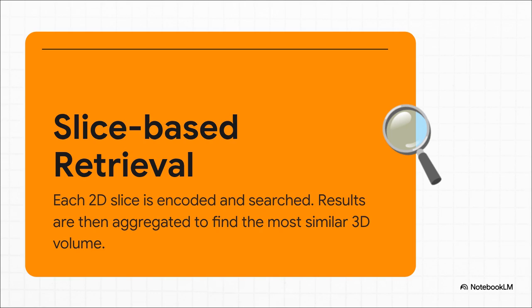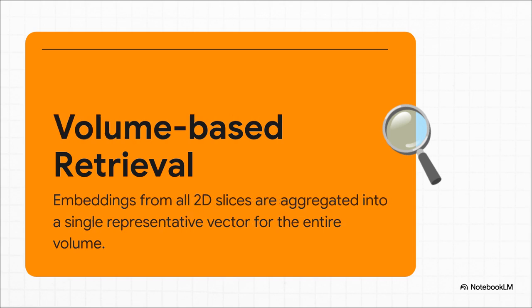First up to the plate is the slice-based method. This is that approach we talked about with the orange. It looks at every single 2D slice of a scan one by one, finds similar slices from all across the database, and then kind of pieces all that information together to figure out which 3D scans are the most similar overall.